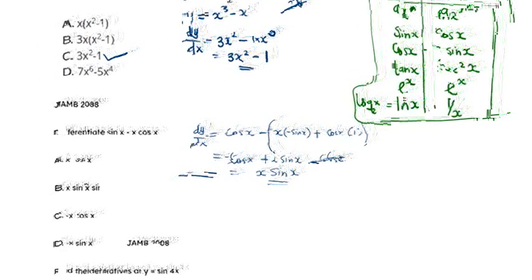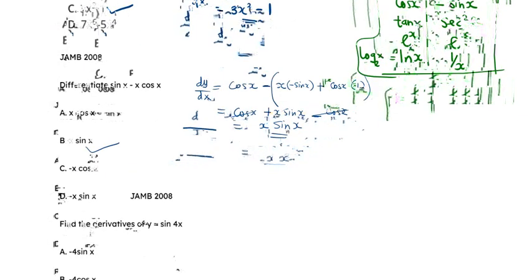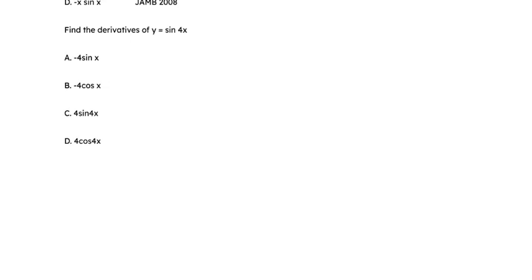So let's proceed to another question. Now, what do we have here? Find the derivative of y equals sin 4x. This is obviously a function of another function. That is, y is sin 4x. You will see that 4x itself is a function and sine is another function. So how do we deal with this particular case?